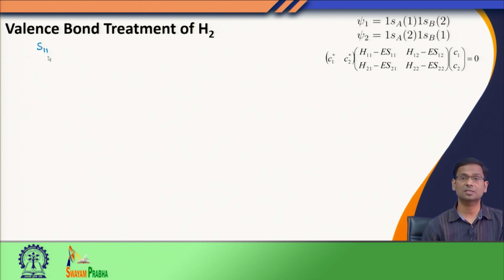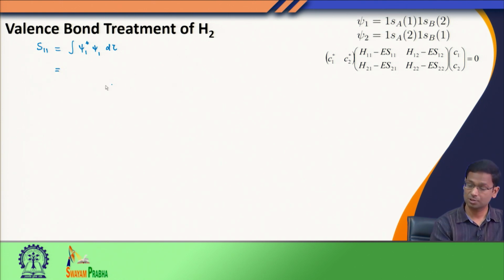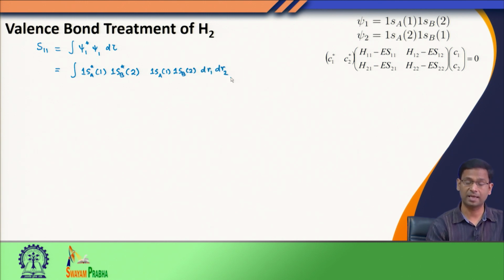In particular, we will first discuss S11. If you remember, S11 is the overlap integral of psi 1 with itself. Psi 1 is given by this expression, and now I have to evaluate this integral. So, let us try to do that. I see this is my psi 1 star, and then psi 1 will be simply the function without the complex conjugate, and I have to integrate over dr1 and dr2.